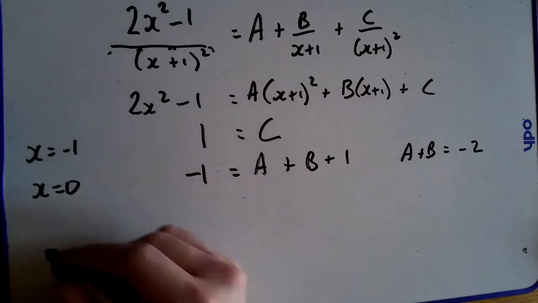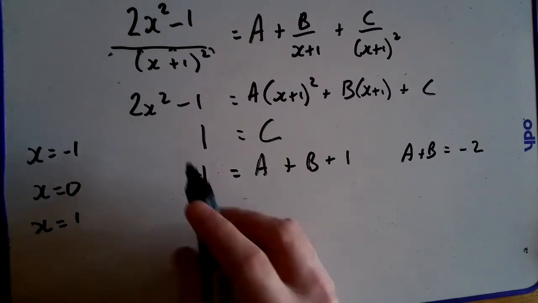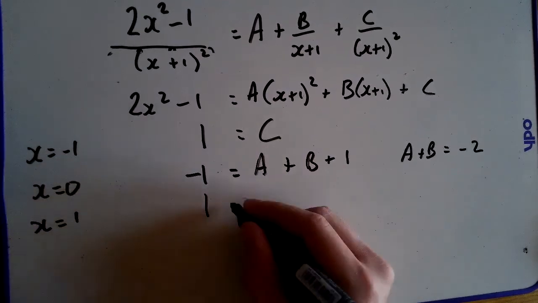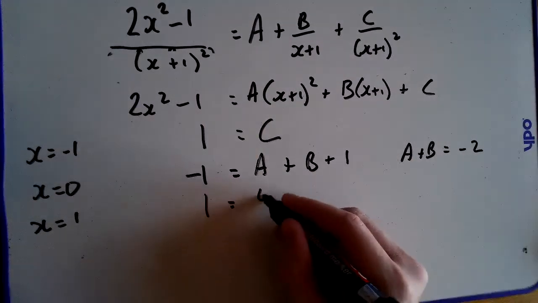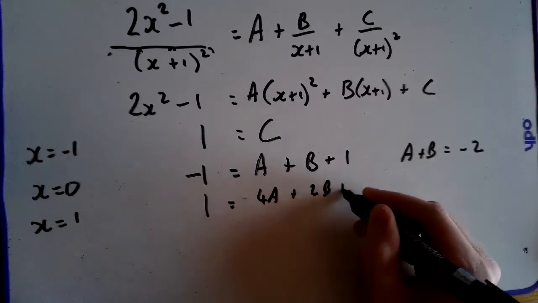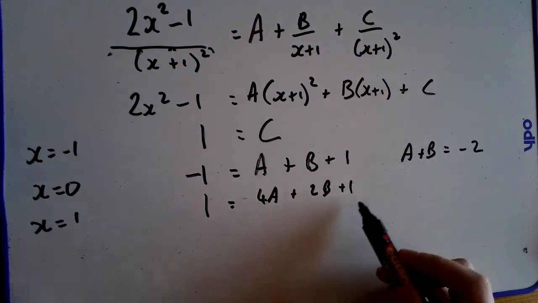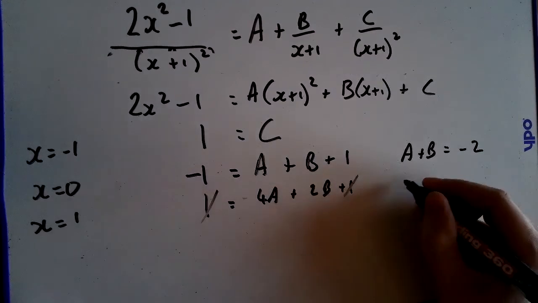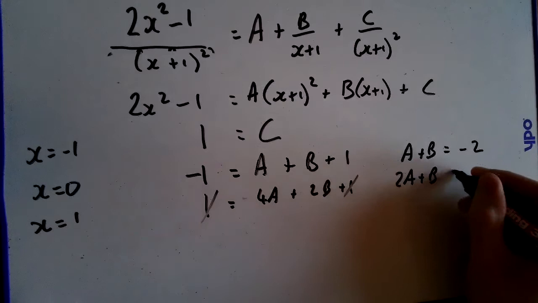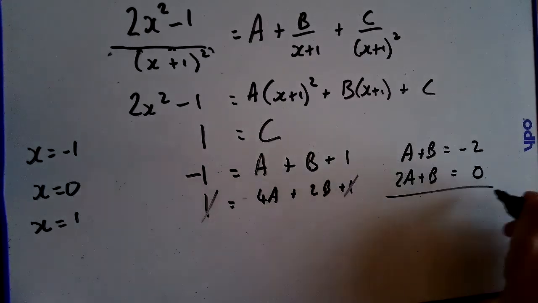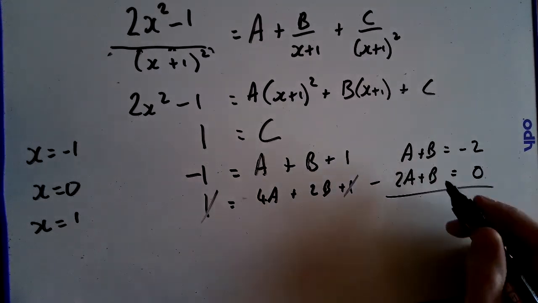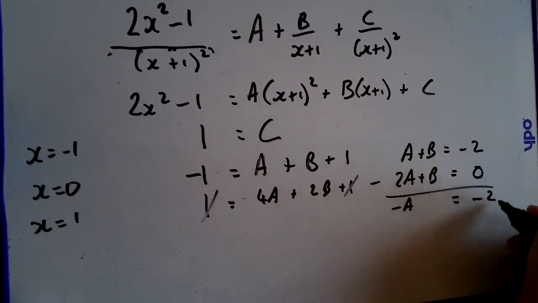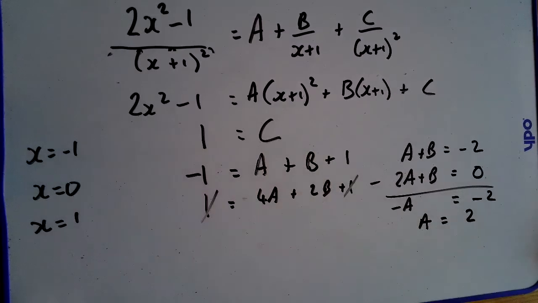Taking that 1 to that side. Take another random number, so 1. So 1 squared is 1, 2, take away 1 is 1. 1 and 1 is 2 squared, so that's 4a plus 2b plus 1. So the 1 and the 1 will cancel out. I can divide by 2, so I get 2a plus b is 0. Well, take them away. So a take away 2a is minus a, they cancel out. That's minus 2, so therefore a is 2, which I said it would be.